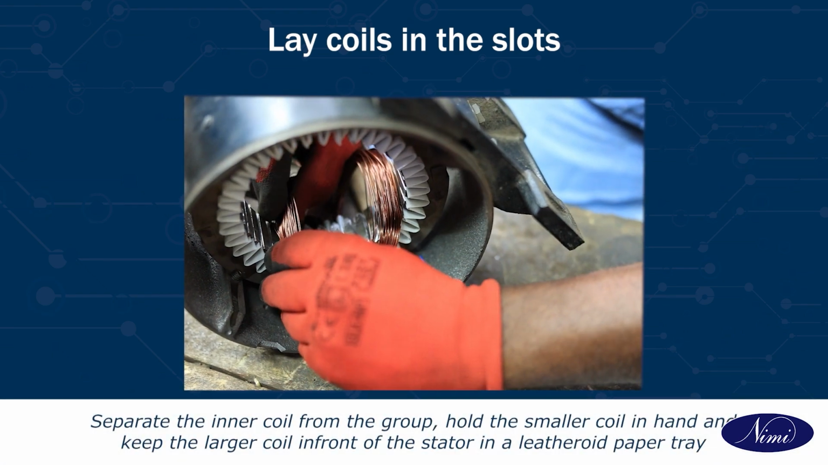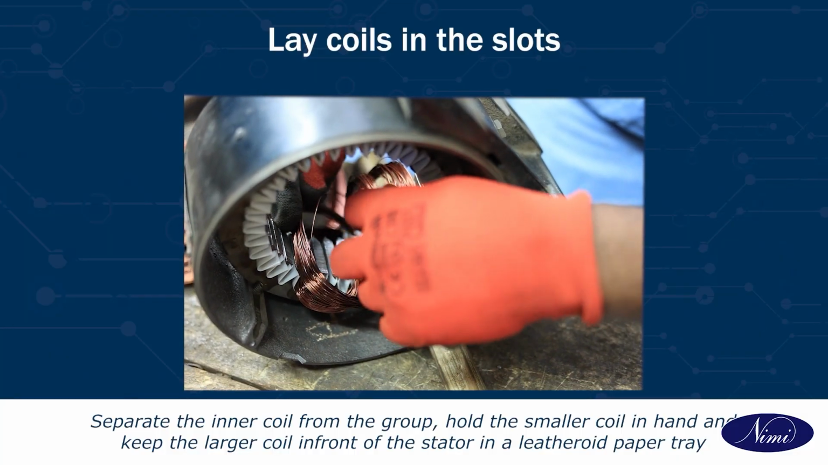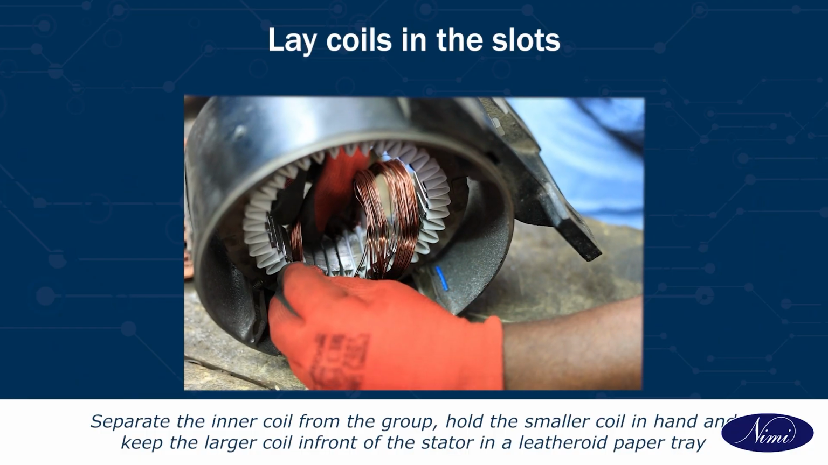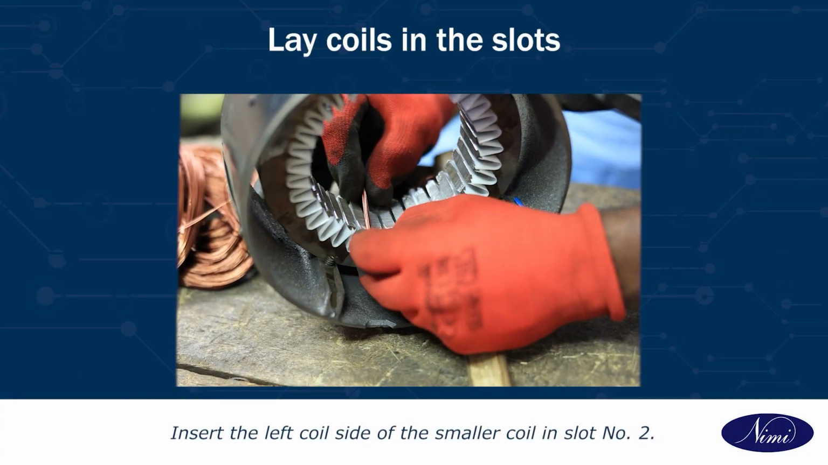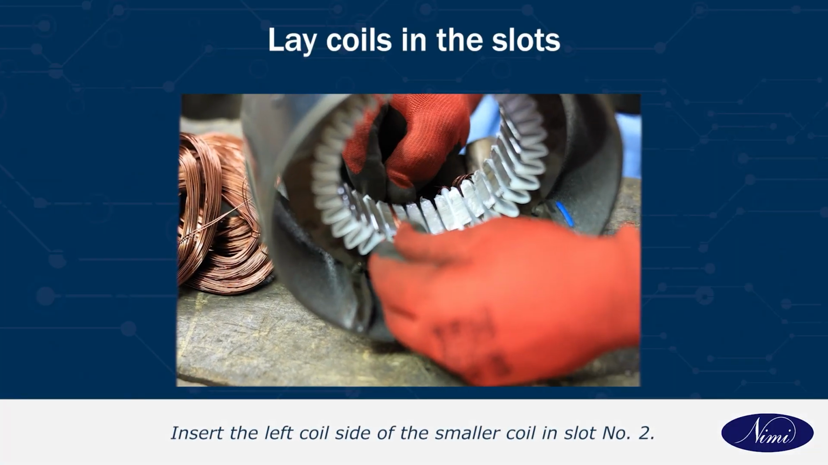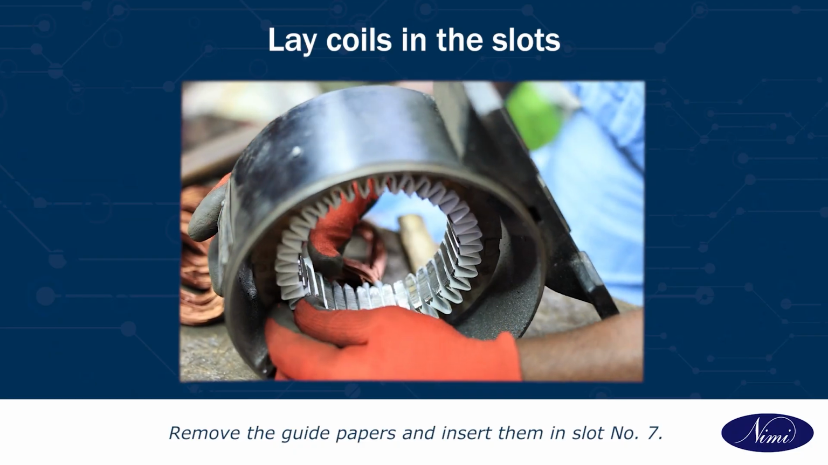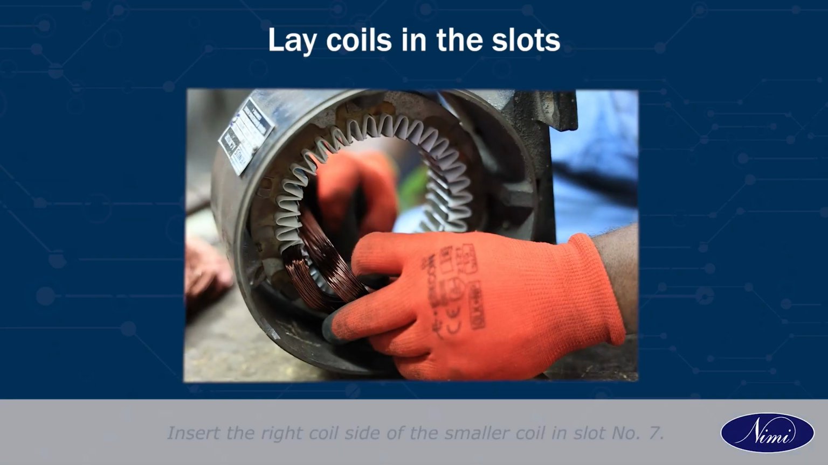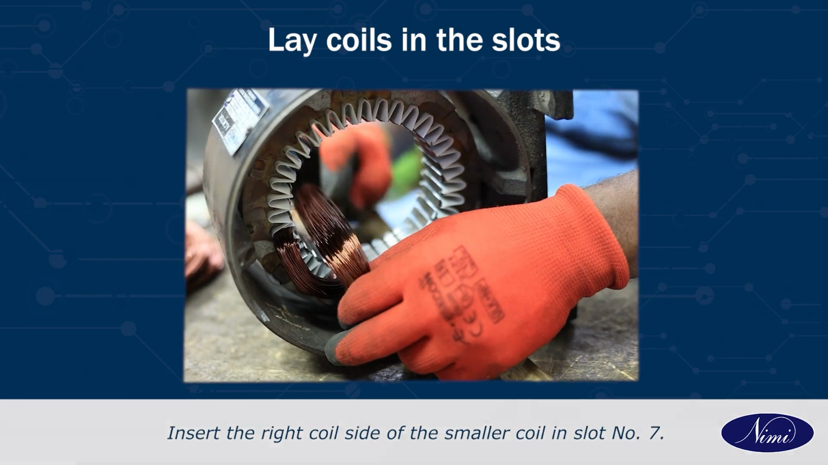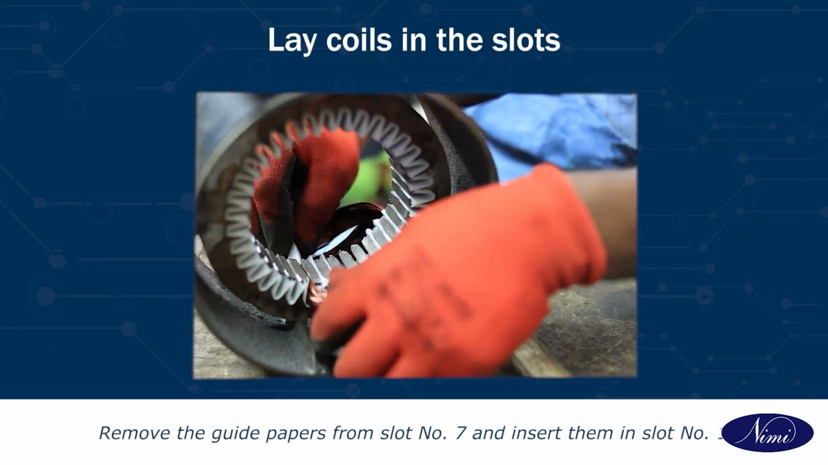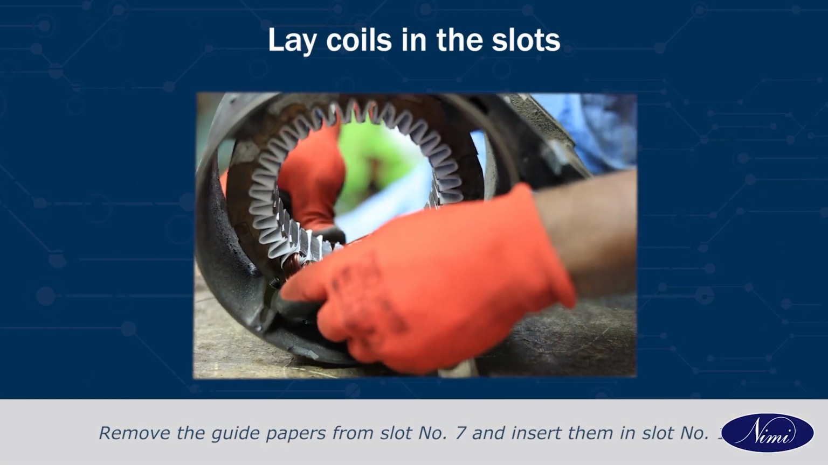Separate the inner coil from the group. Hold the smaller coil in hand and keep the larger coil in front of the stator in a leatheroid paper tray. Insert the left coil side of the smaller coil in slot number 2. Remove the guide papers and insert them in slot number 7. Insert the right coil side of the smaller coil in slot number 7. Remove the guide papers from slot number 7 and insert them in slot number 1.